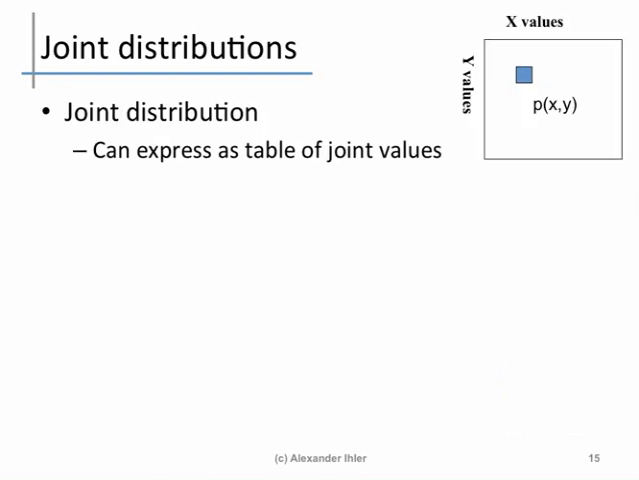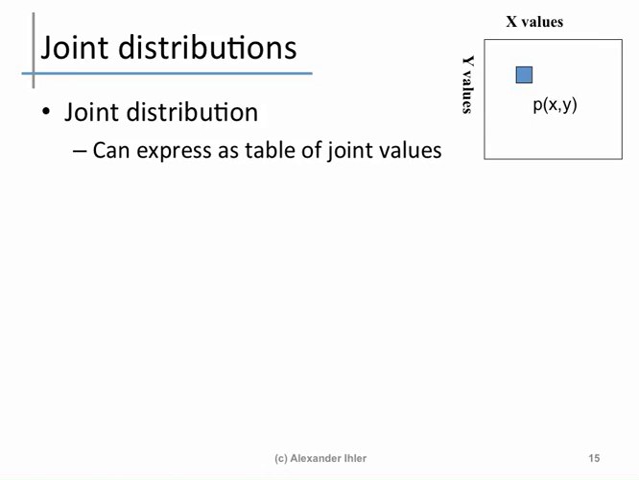Similarly, we can write a probability mass function for x and y together, and in this case we call it the joint distribution over x and y. We can express it as a table of joint probability values where each entry of that table corresponds to the probability that x takes on value x and y takes on value y.